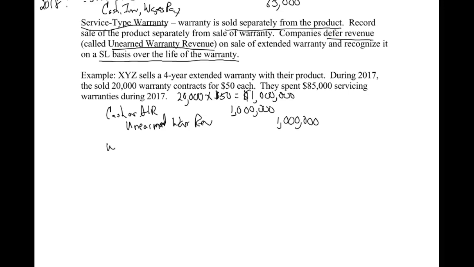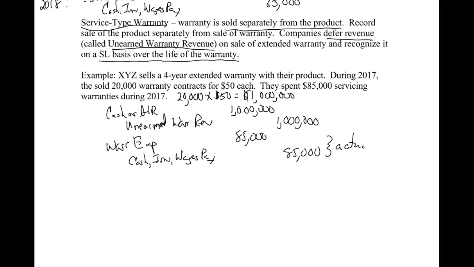All right, during the year, we do 85,000 of work. Okay, and notice this journal entry, the cash, inventory, wages payable, whatever the case may be. So notice this journal entry for actual work is the exact same as up top there. Okay, so regardless of what type of warranty you're dealing with, when you're actually doing the work in the period of the sale, you just expense it, and then you could have any number of credits depending on what's going on.